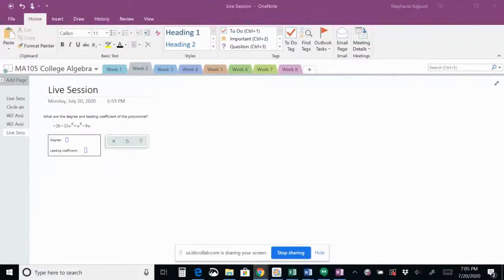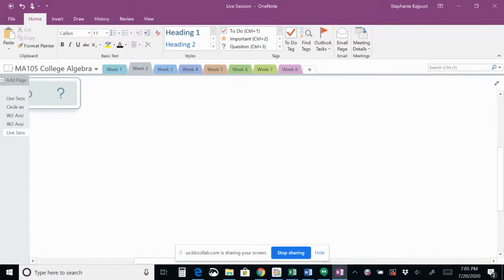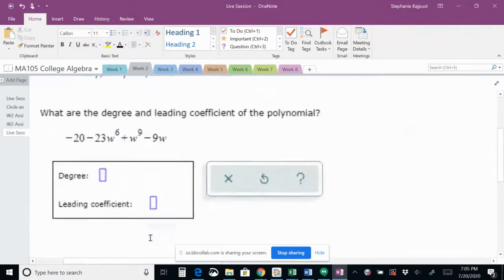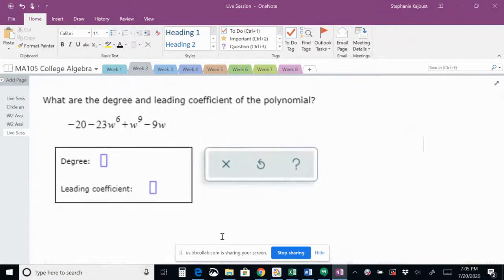Let me just move my keyboard out of the way there. Okay, so let me just zoom in. Not too much. There we go. Okay.